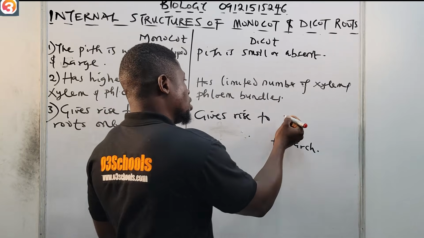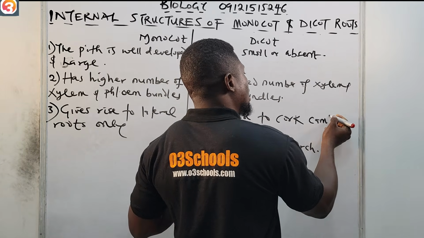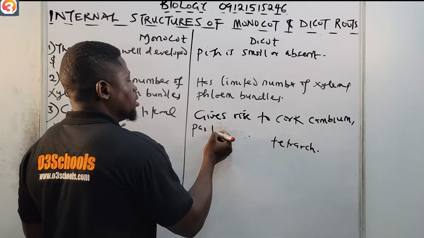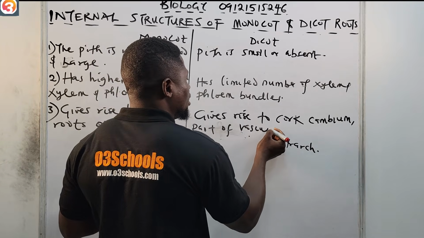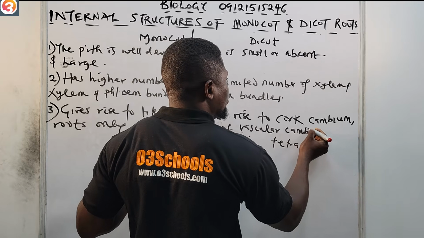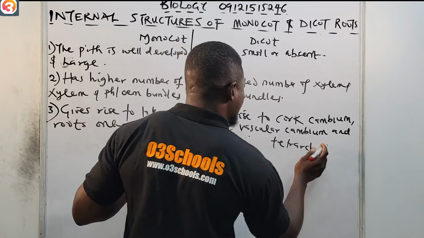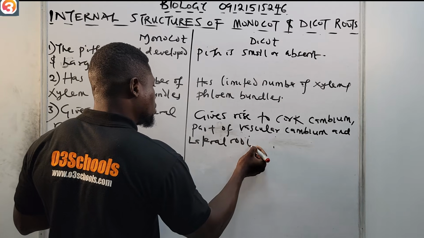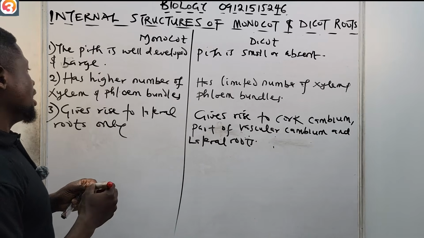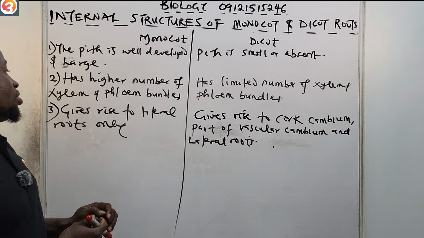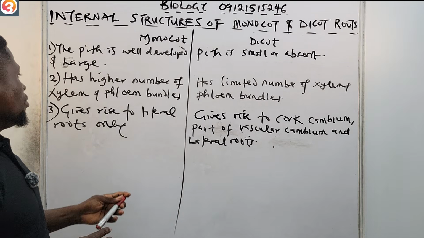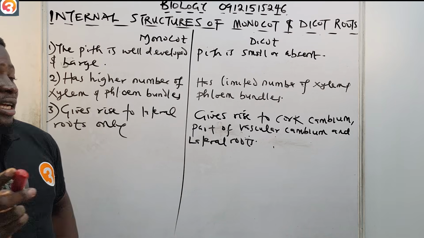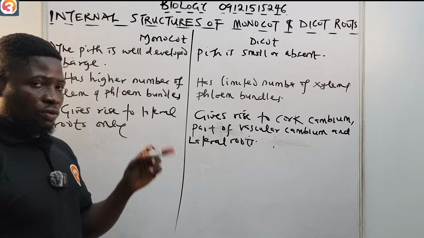While the pericycle for the dicot root gives rise to cork cambium, also gives rise to part of the vascular cambium, and lateral roots. Hope you are seeing the difference is very clear. So the monocot root gives rise to lateral roots only, while the dicot gives rise to cork cambium, part of vascular cambium, and of course lateral roots.